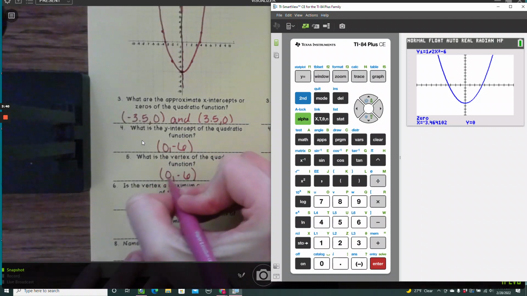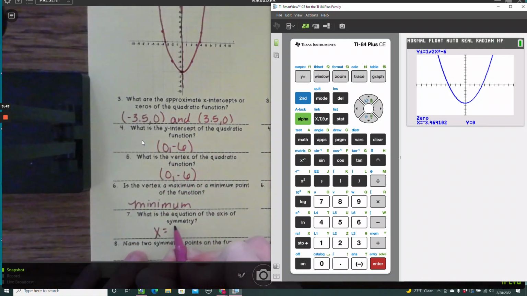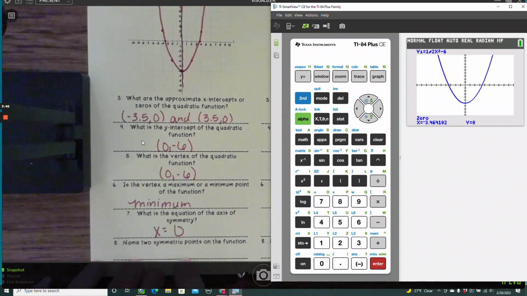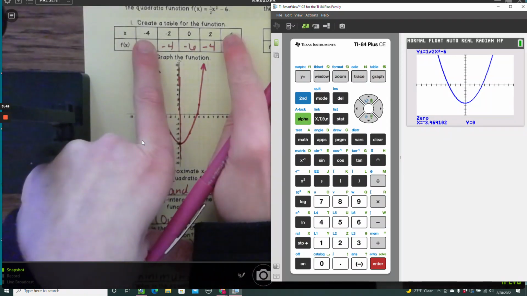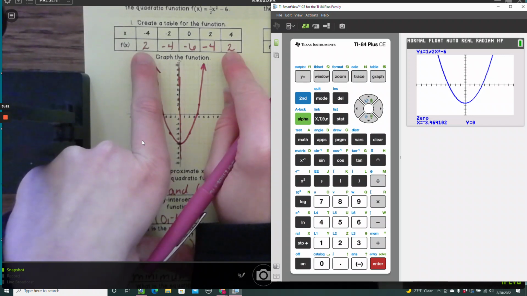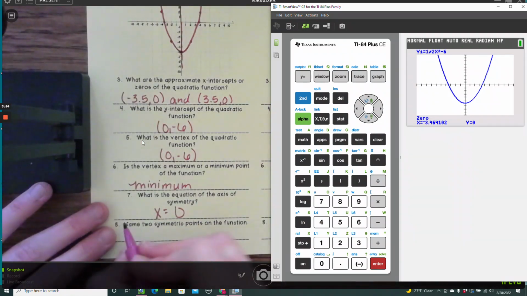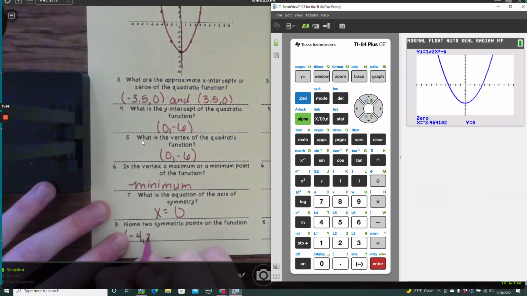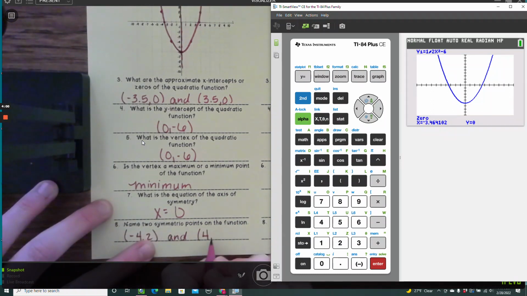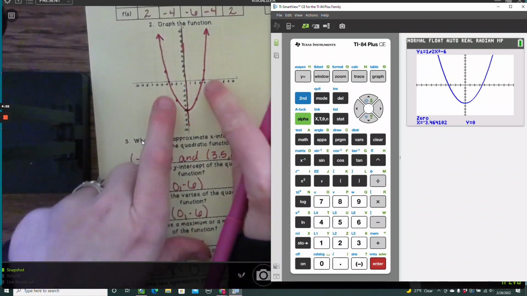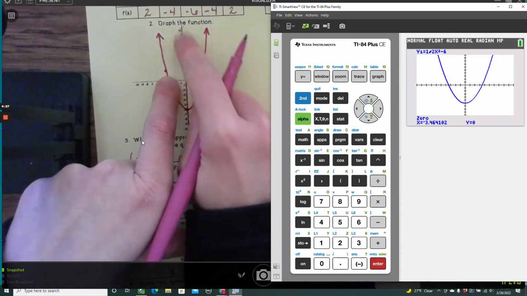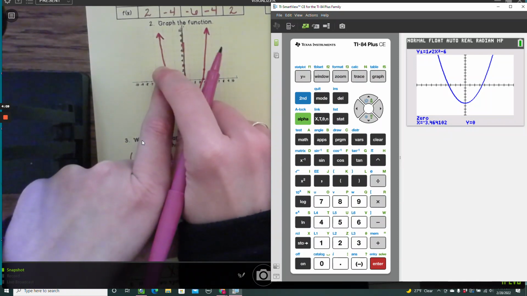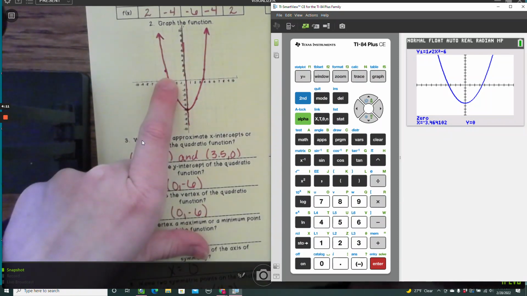The x value is whatever x value you get in your vertex. And then it says name two symmetric points. So again, symmetric points are two different x's with the same y's. Okay? So the two symmetric points we're going to use are -4, 2 and 4, 2. And again, these are like mirror images. This point is reflected across that line of symmetry over onto quadrant 4 there.